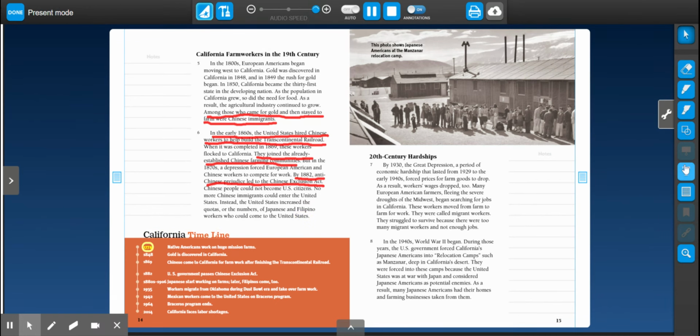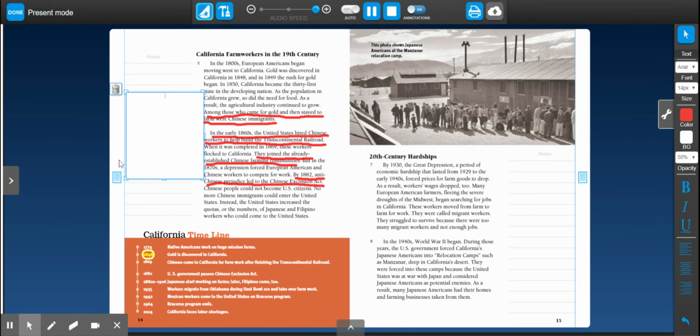California timeline. 1774. Native Americans work on huge mission farms. 1848. Gold is discovered in California. 1869. Chinese come to California for farm work after finishing the Transcontinental Railroad. 1882. U.S. government passes Chinese Exclusion Act.